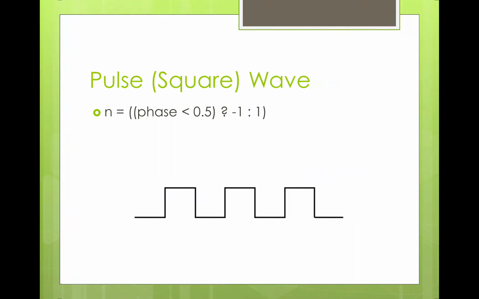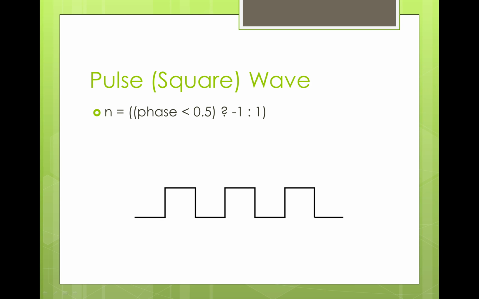The square wave is the most common on PSGs because it technically only requires 2 states. It's called the square wave because it's shaped like a square. This is generated by simply using -1 if phase is less than 0.5 and 1 otherwise. The 0.5 in this case is called the pulse width.